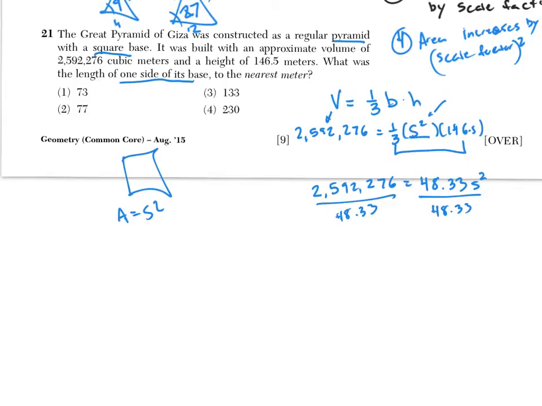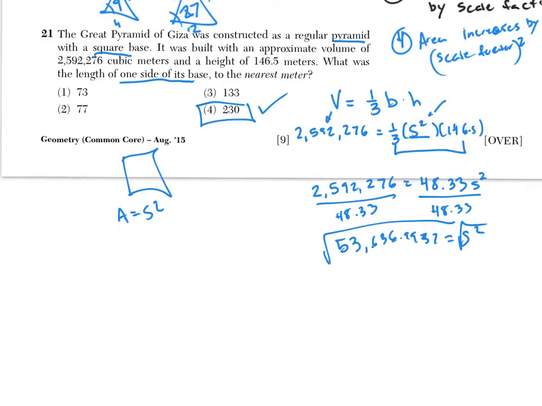So 2,592,276 divided by 48.33 gives us 53,636.9957. And that gives us side squared, and we'll just end off by taking the square root. Check this out. And what we end up with is 231 or 230. Biggity blow. Easy stuff. That was a lot of fun, don't you think? I said, don't you think?